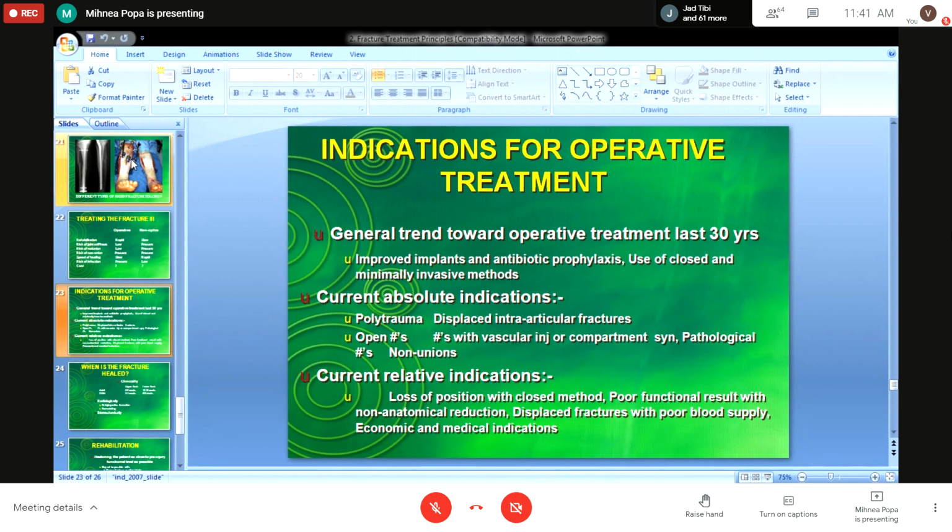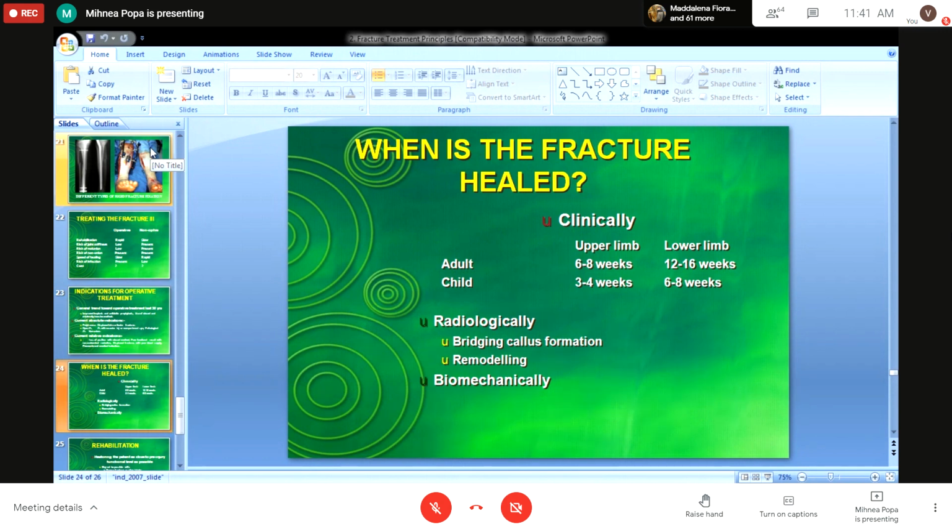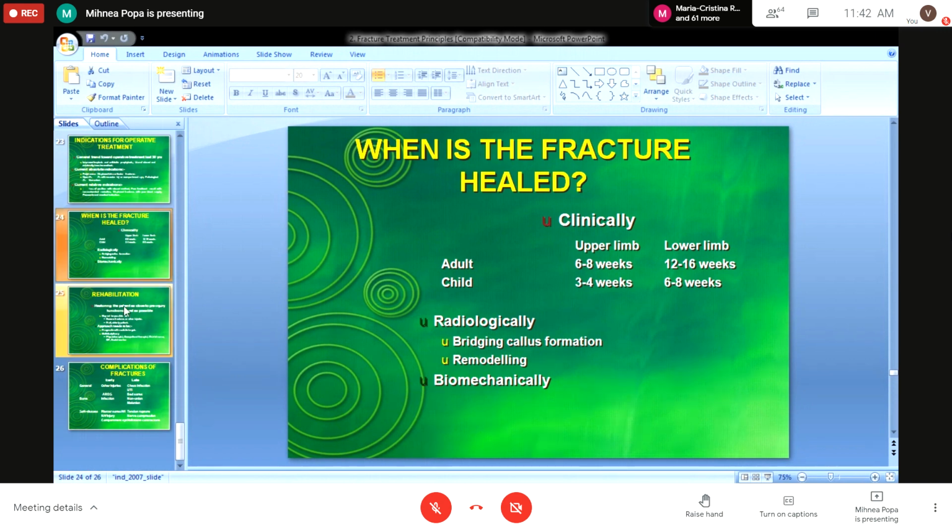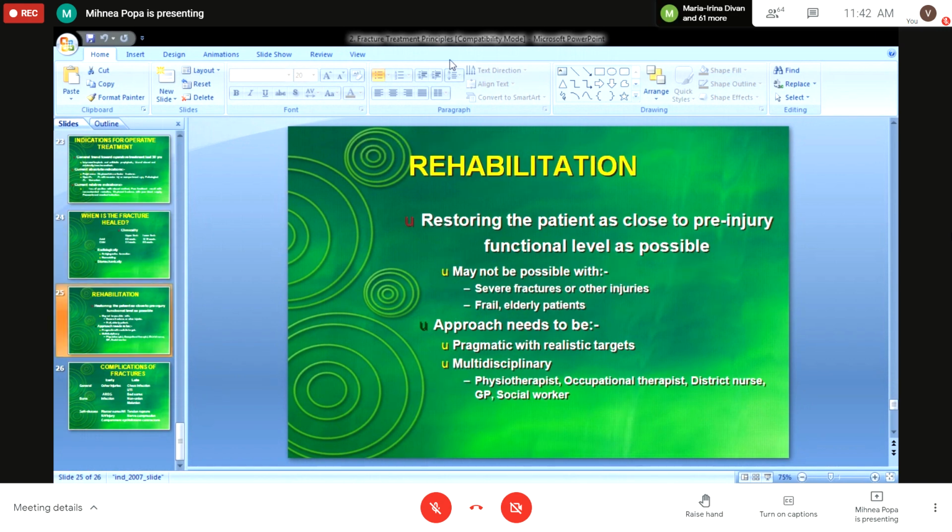Or fractures that are very poorly vascularized and can evolve to malunion through this poor vascularization. Of course, children will form a callus much faster, as you can see here. How do we know that we have a callus? When we see the bridging callus formation and then the remodeling, and through biomechanical and clinical examination, we can see that the patient doesn't have any more movements in the fracture site.